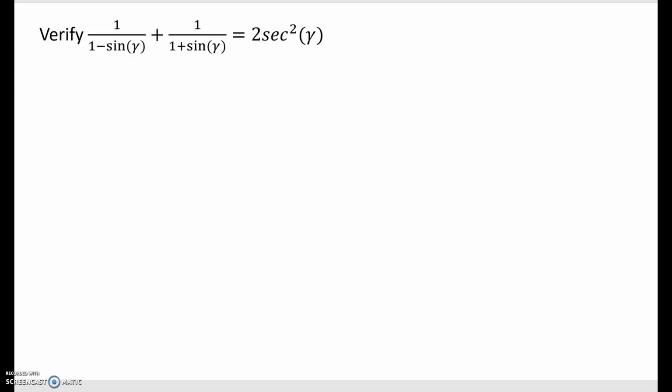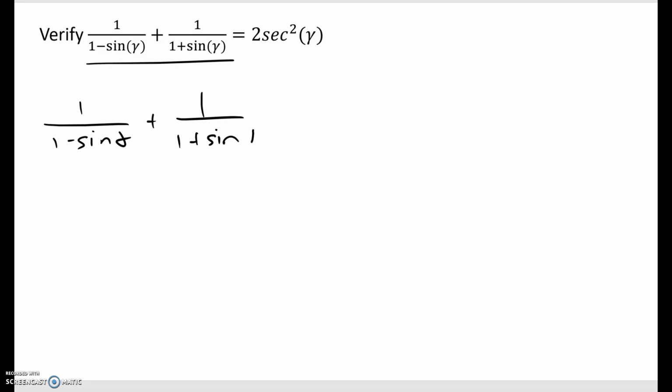Now let's take a look at this one. 1 over 1 minus sine of gamma plus 1 over 1 plus sine of gamma is equal to 2 secant squared of gamma. Okay, so I'm going to take the more complicated side, which is definitely this one right here. So 1 over 1 minus sine of gamma plus 1 over 1 plus sine of gamma. Oops, those look like alphas.